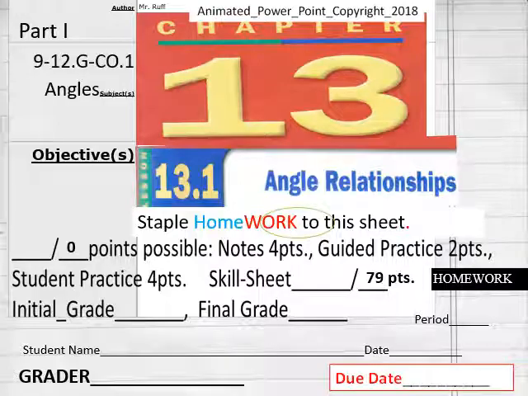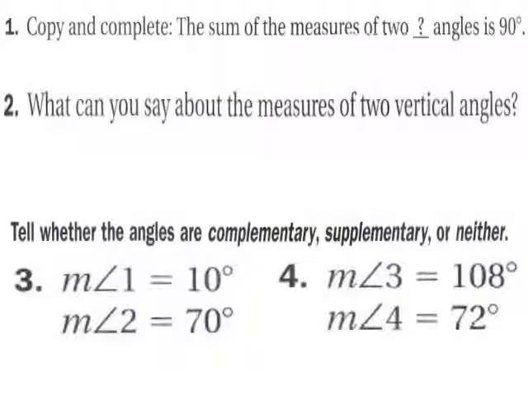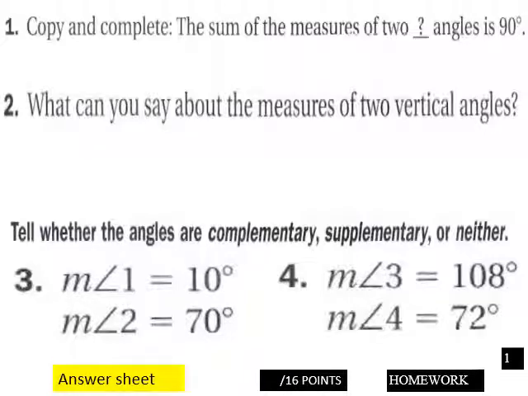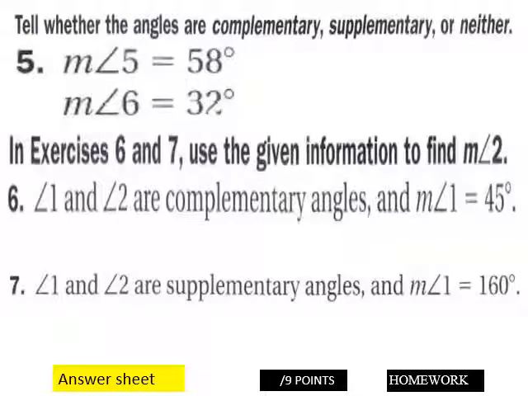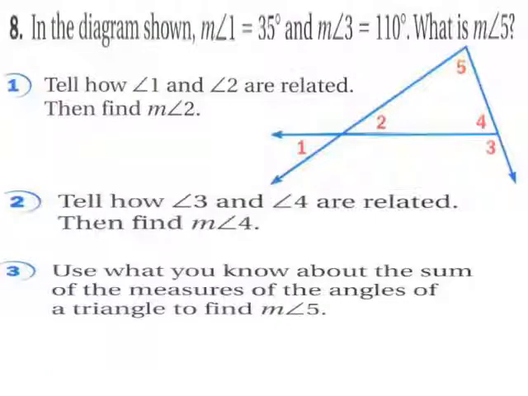Now we go into our homework for 13.1. And this is a good homework set here. Comps, sups, or neither. Use the information to find angle 2. We know the measure of angle 1. Just set up an equation for that. And then this goes back to that one example in the lesson. Tell how angle 1 and angle 2 are related. You know that. Then find the measure of angle 2.